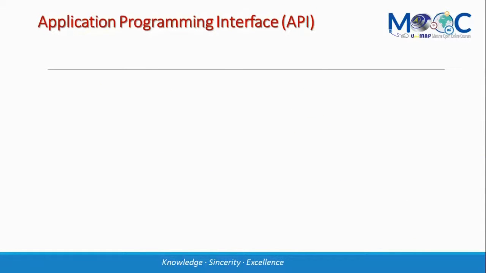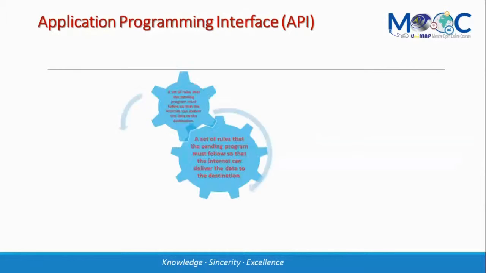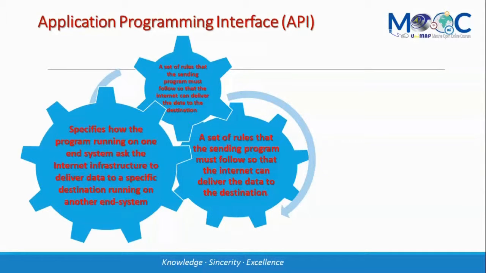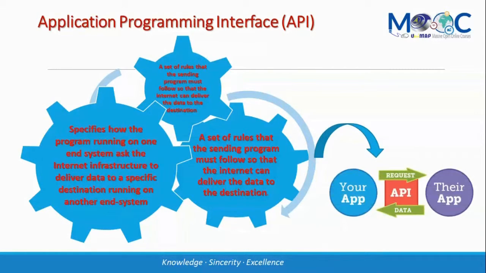Now, let's take a look at the API. An application program interface, or the API, is a set of rules or routines that the sending program must follow so that the Internet can deliver the data to the destination. It is also a specification written by the providers of a service that programmers must follow when using that service. In other words, the API specifies how software components should interact.